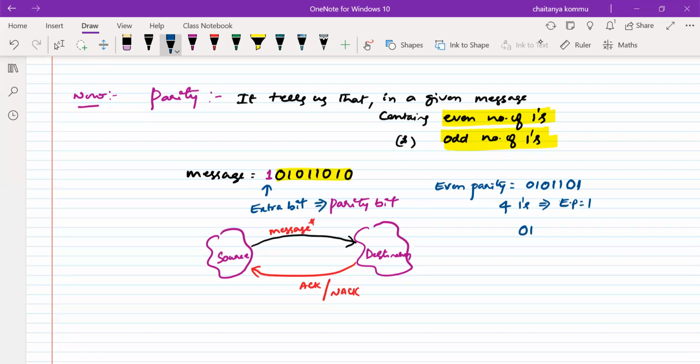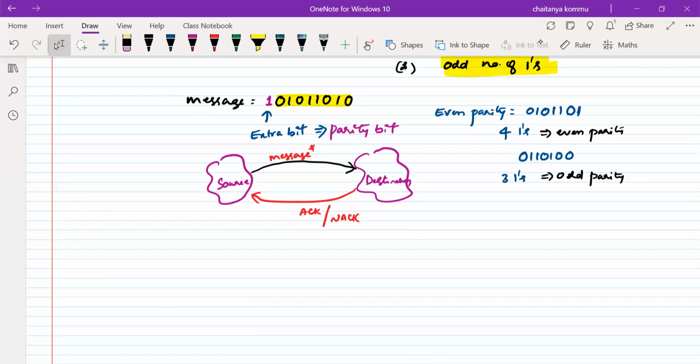For example, 0, 1, 1, 0, 1, 0, 0. How many ones are here? 3 ones we can observe here. So we find that there are only 3 ones, therefore even parity is equal to 0. It is not necessary to write it like this. We can say that if the number of ones is even, then it is an even parity, or otherwise it is odd parity. This is called odd parity. Agreed?